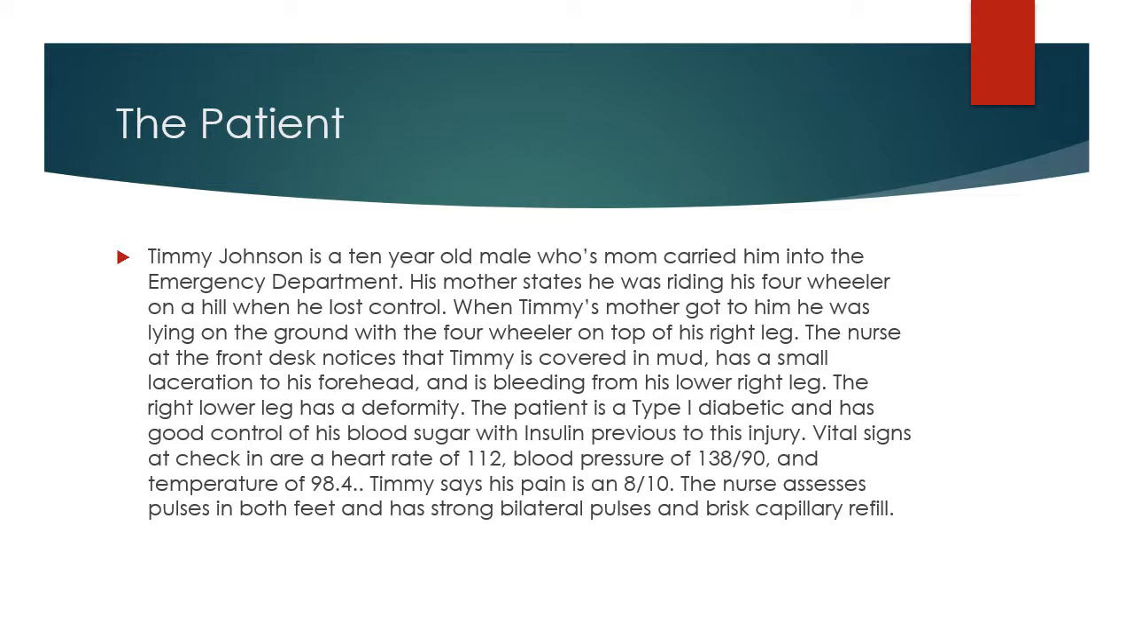The patient is a type 1 diabetic and he has good control of his blood sugar with insulin previous to this injury. Vital signs at check in are a heart rate of 112, blood pressure of 138/90, and temperature of 98.4. Timmy says his pain is an 8 out of 10. The nurse assesses pulses in both feet and has strong bilateral pulses and a brisk capillary refill.